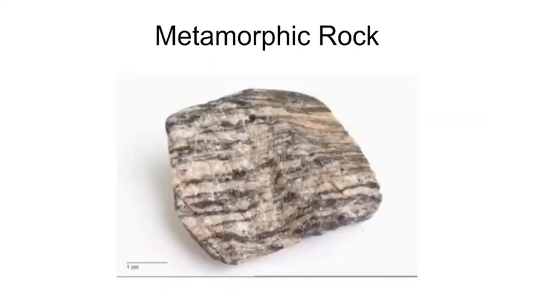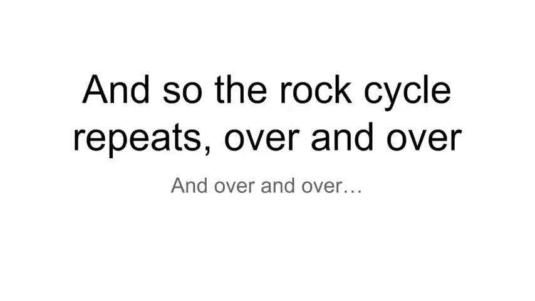So metamorphic rock can erode back into sediment, or it could melt into magma or lava, and the rock cycle starts over again and repeats over and over for many, many years.